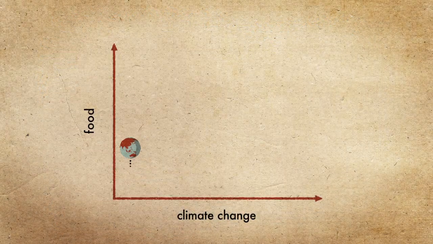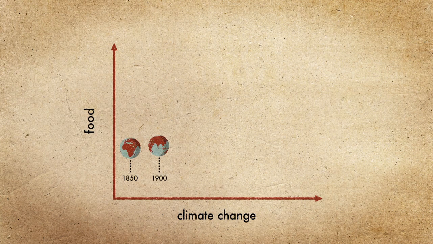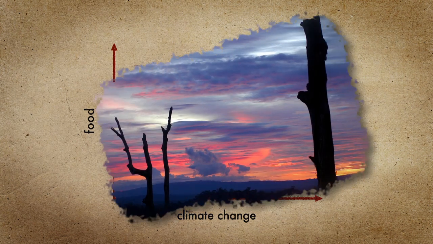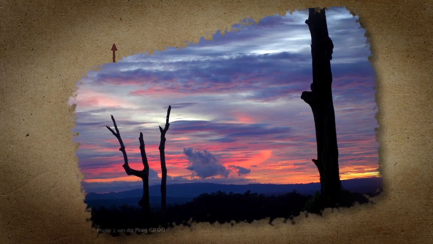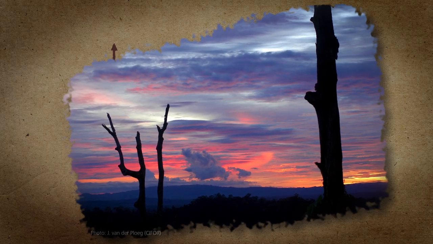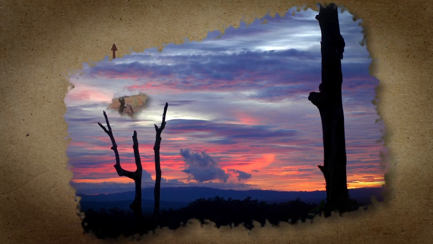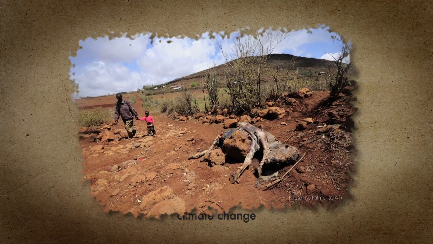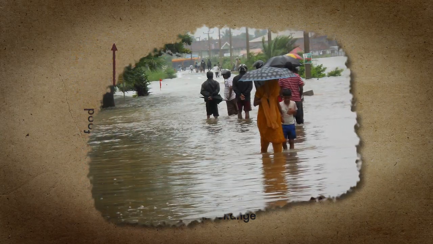In 1850, the climate had not yet begun to change due to human activities, and food production was low. After 1950, world food production rose dramatically. Before 2000, we began to see evidence of human-induced climate change. Our climate will continue to change, given the greatly increased levels of greenhouse gases already in our atmosphere. Extreme events such as high temperatures, droughts, and floods are already more frequent and severe.